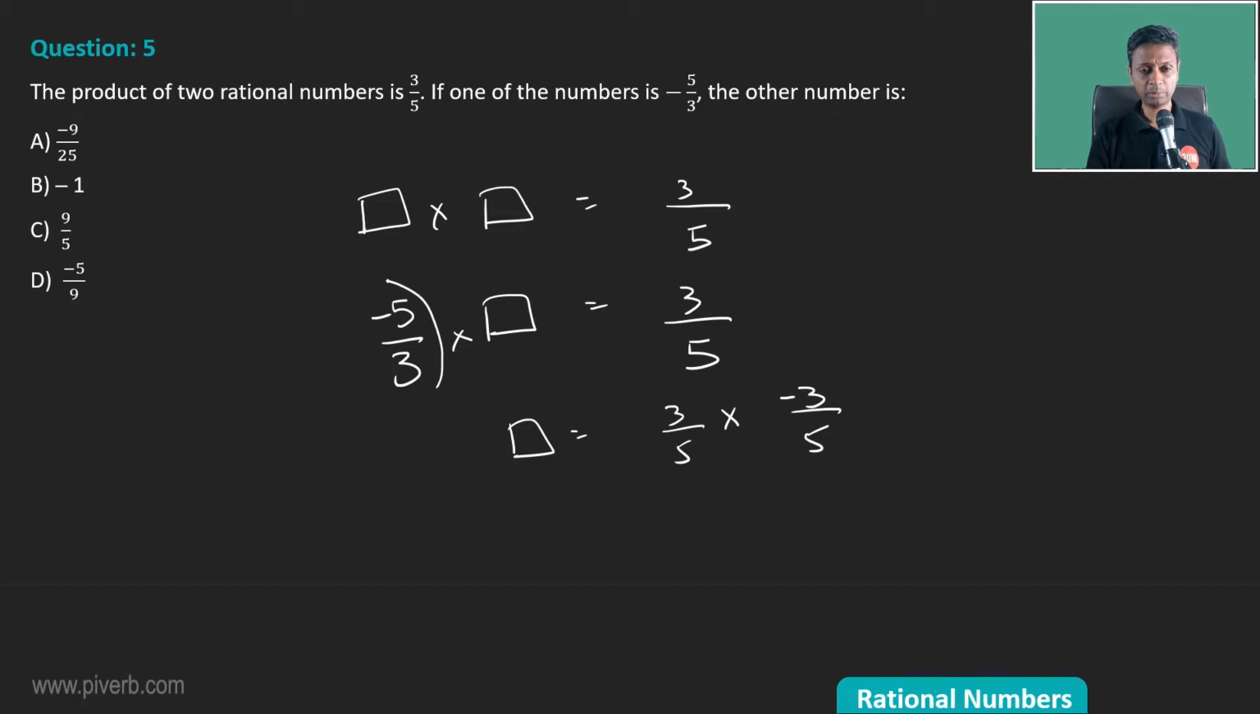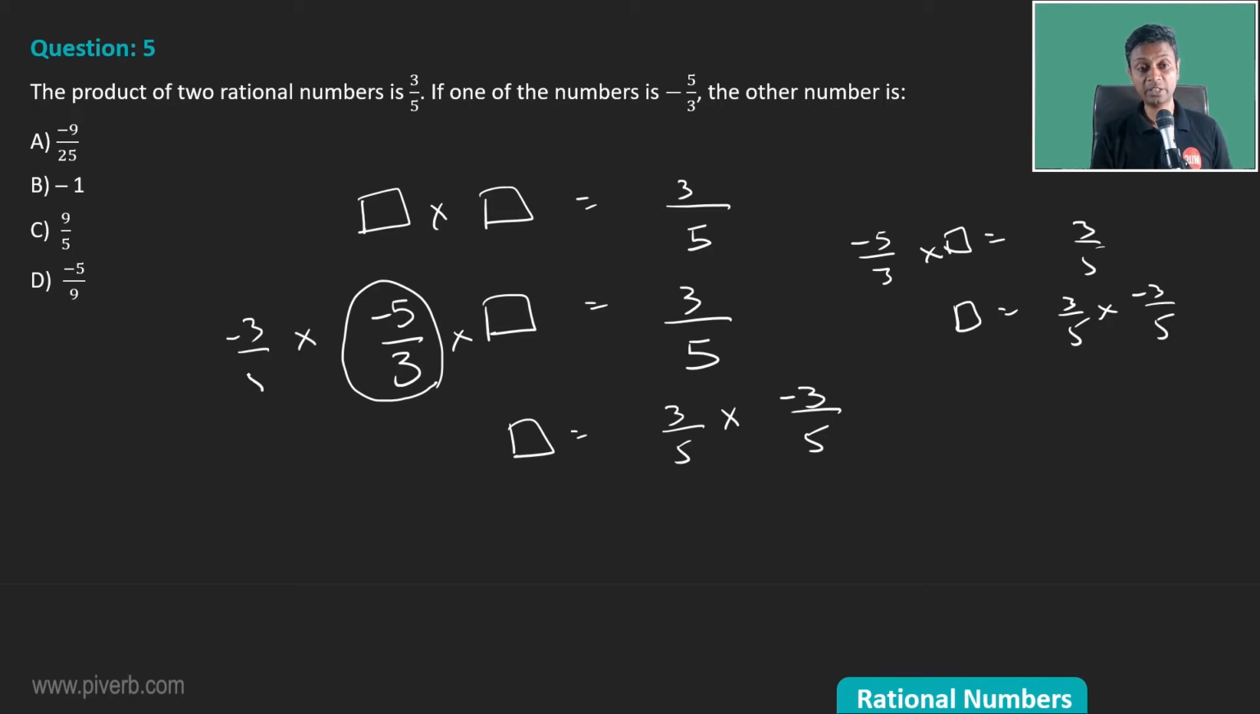If you're multiplying by minus 5 by 3, you have to multiply by minus 3 by 5 on this side in order to balance the equation correctly. What do we mean by this? Minus 5 by 3 into something is 3 by 5. That something is 3 by 5 into minus 3 by 5. The way to think about this is you're multiplying both sides by minus 3 by 5.